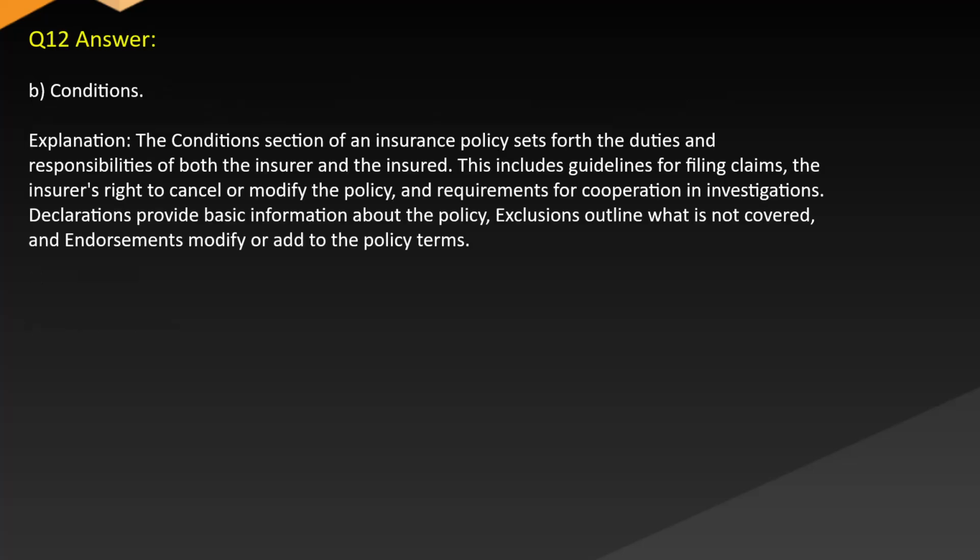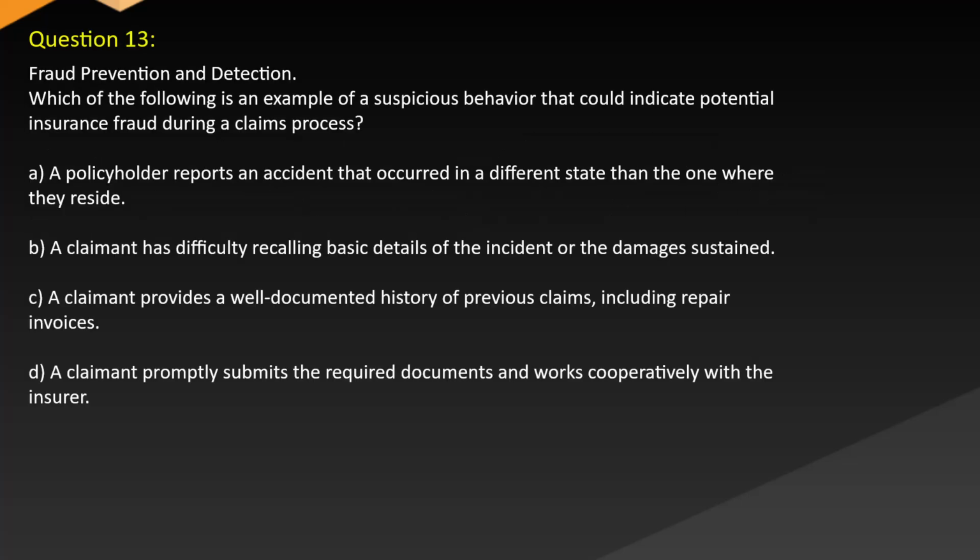Answer: B. Conditions. Explanation: The conditions section of an insurance policy sets forth the duties and responsibilities of both the insurer and the insured. This includes guidelines for filing claims, the insurer's right to cancel or modify the policy, and requirements for cooperation in investigations. Declarations provide basic information about the policy, exclusions outline what is not covered, and endorsements modify or add to the policy terms. Question 13. Fraud prevention and detection.